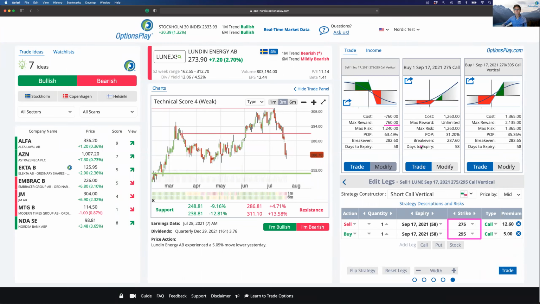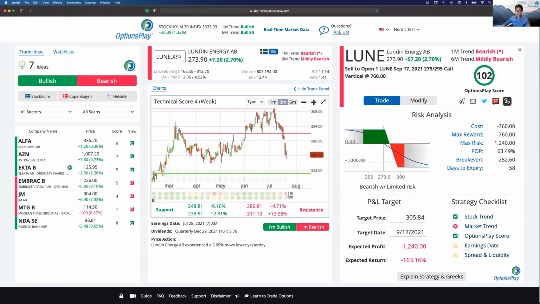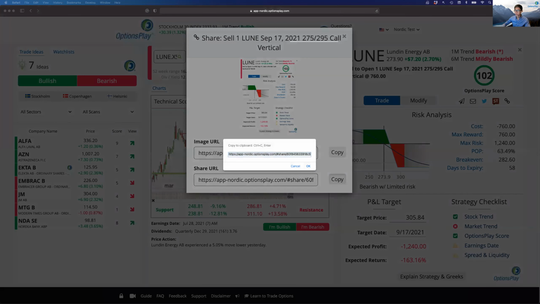So this is a credit spread, but this is a bearish one, right? The stock has clearly declined quite a bit here over the past couple of weeks, past couple of days. Maybe you think that this can continue moving lower. So let's look at selling a call credit spread here. So we're going to look at a bullish trade on LUNE, but we're also going to look at a bearish trade on LUNE. So we'll do a short call vertical here, which is a credit spread. And then we'll save this particular trade, which is, if you click on the blue share button, we'll click on the save button. This will allow us to track this trade.